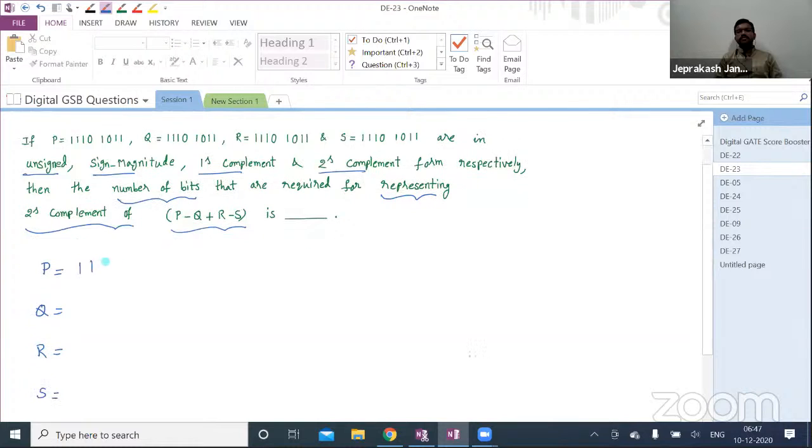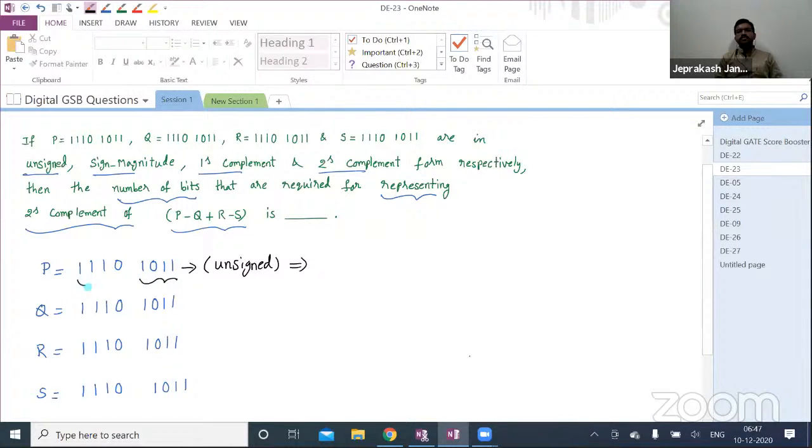So here the number is 11101011. The same number, copy once again for all four cases. Now P corresponds to the unsigned case. In the unsigned case, all the bits give the magnitude. That means when you group 4 bits, you get the corresponding hexadecimal, that means P is nothing but EB base 16.